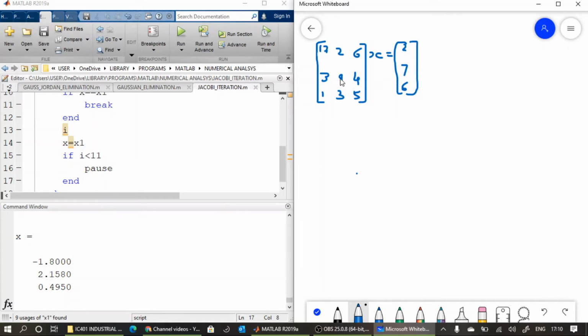What about this one? 9 is the diagonal element. 9 is greater than 3 plus 4, so this is diagonally dominant. Now this one, 5 is greater than 1 plus 3. So this is diagonally dominant. But the problem is, these two are okay.